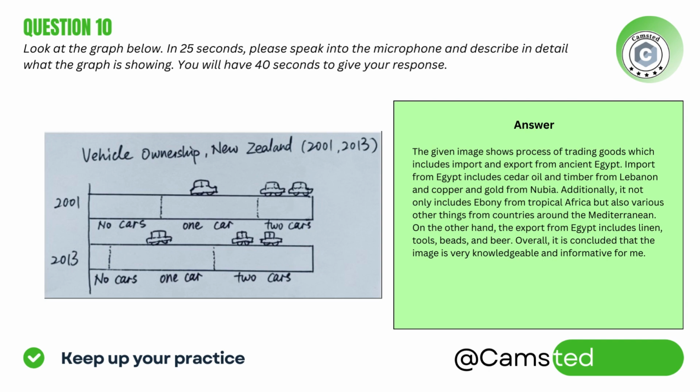and 2013. In 2001, the ownership for one car is more or less the same as the ownership for one car in the year 2013. For two cars, vehicle ownership for 2013 is more as compared to 2001. The no car bar in 2001 was higher than that in 2013. The number of people having no car has decreased, while the number of people having one or two cars has increased.